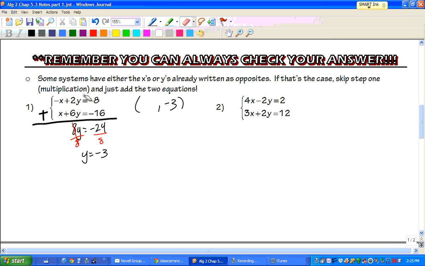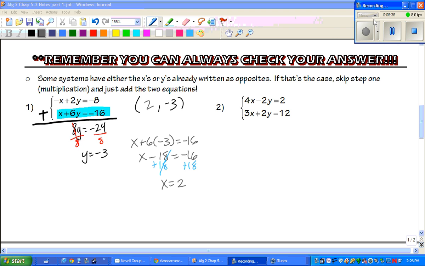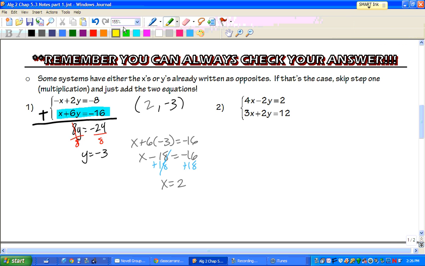You can pick any of those equations, it doesn't matter which one. I would pick the one with the least amount of negatives, so it's a little bit easier. So 6 times negative 3 gives us negative 18. And then add 18 to both sides. We get x equals 2. So once again, the answer is 2, negative 3. All right, let's look at the next one.